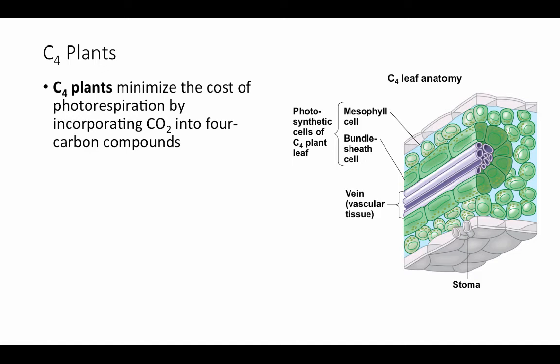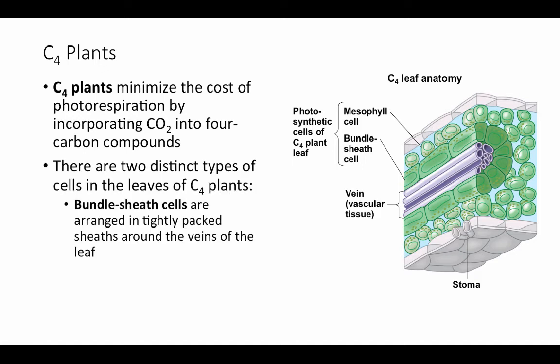So the C4 strategy appears to have evolved many times independently in different groups of plants, and all of them have resulted in a very similar structure and function. So C4 plants minimize the cost of photorespiration by incorporating carbon dioxide into 4-carbon compounds before they enter the Calvin cycle, before they encounter rubisco. So there are 2 distinct types of cells in the leaves of these C4 plants.